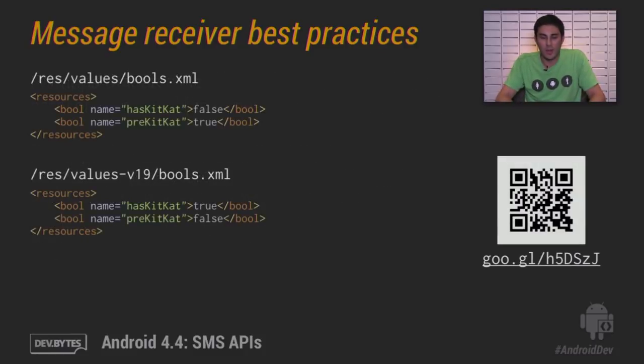So let's quickly look at how you would implement the Boolean method. Here you see we've created two Boolean XML files in our resource directories, one under the default res values directory with two values, hasKitKat and preKitKat. We've additionally created another one in values-v19, which means any devices running on Android 4.4 KitKat or above will automatically load this resource file instead. And you can see we've set hasKitKat to true and preKitKat to false.